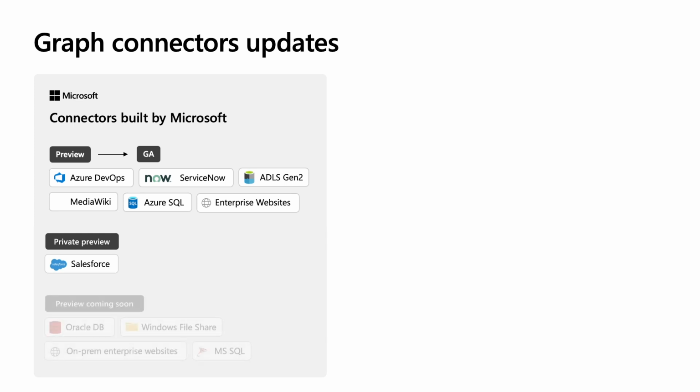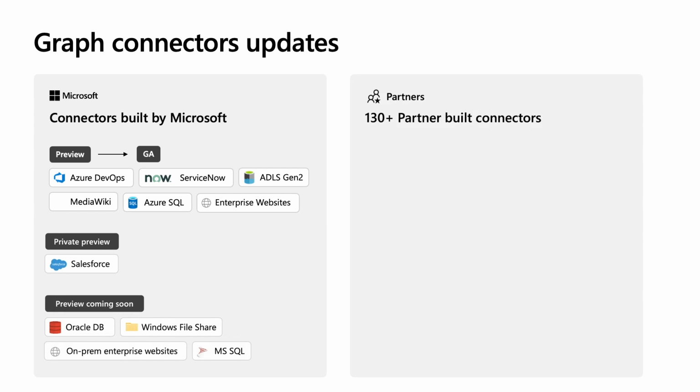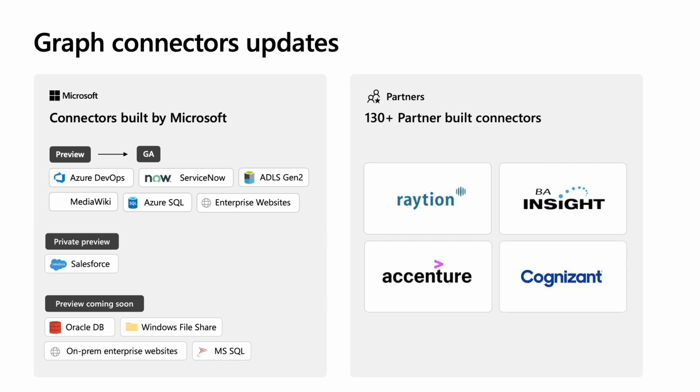Pretty soon, we will also be announcing the preview of connectors for on-prem data sources like Windows FileShare, Oracle DB, MS SQL, and on-prem enterprise websites. More than 130 connectors are also available from our partners like Raytheon, BA Insight, Accenture, and Cognizant.